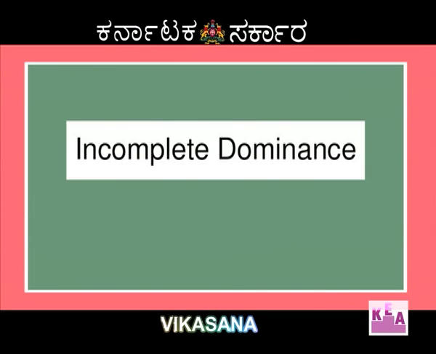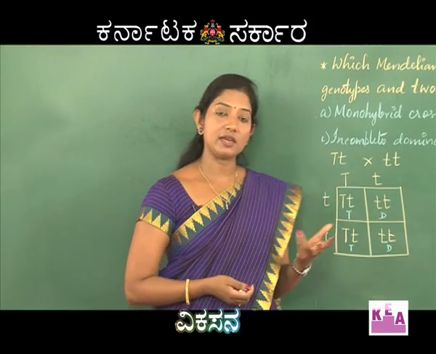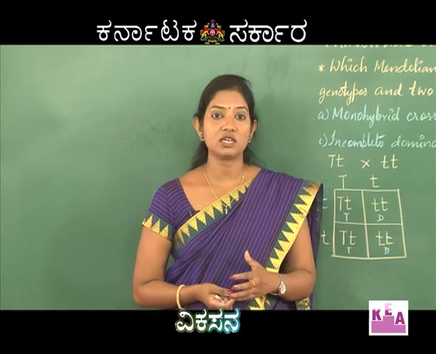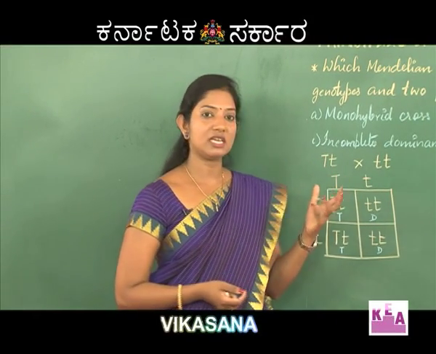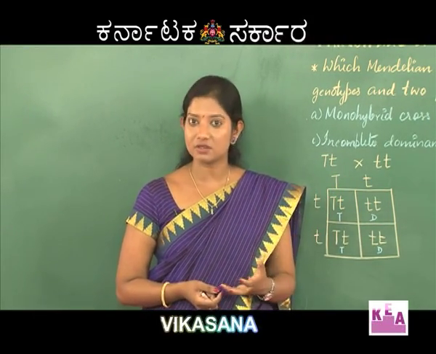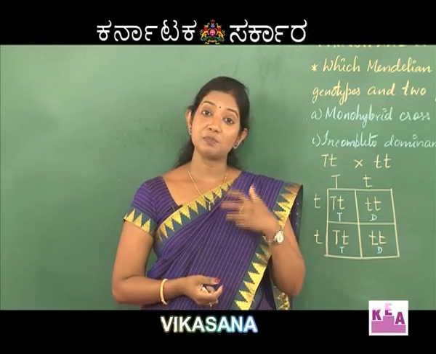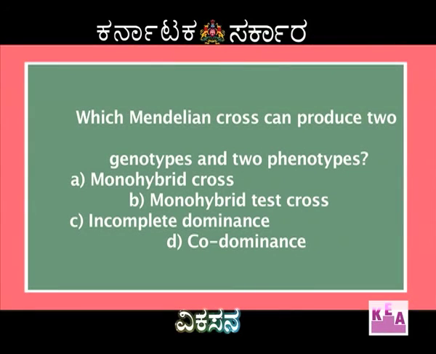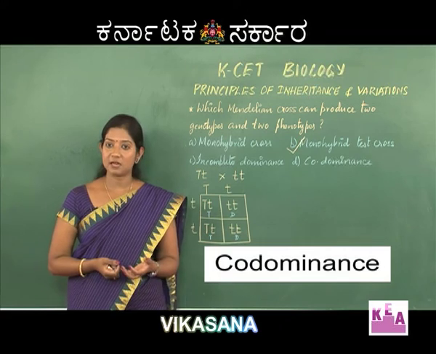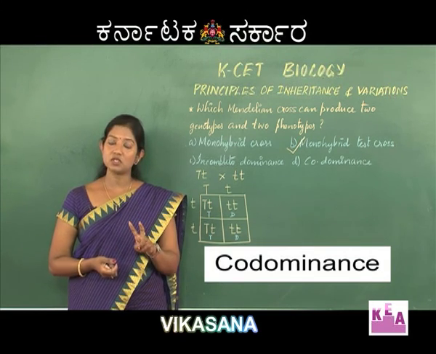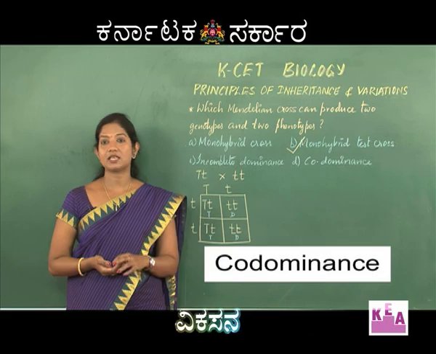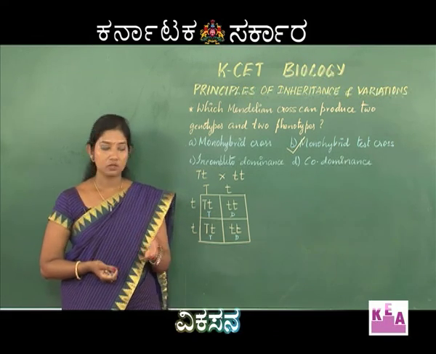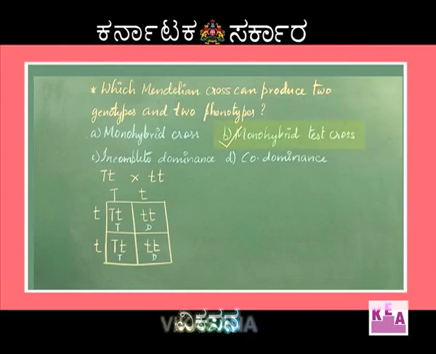Incomplete dominance is actually a kind of inheritance wherein when a dominant and a recessive gene come together, the dominant gene is not capable of suppressing the recessive gene and it blends and produces an intermediate phenotype. D is also not the right answer. Why? Because codominance is nothing but when 2 dominant genes come together, both of them express themselves equally. So the right answer is B.